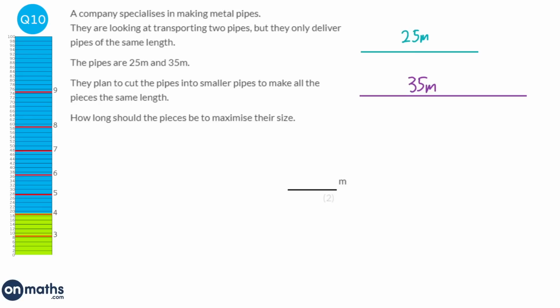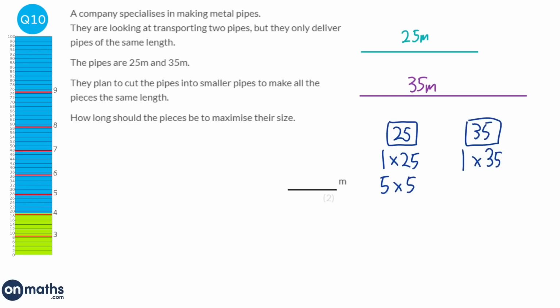To find the highest common factor, we find the factors of 25, which are 1 and 25 and 5 and 5, and the factors of 35, which are 1 and 35 and 5 and 7. And the highest common factor is the highest number in both lists, so it's 5. So we can cut all of these pipes into 5 meter pipes.